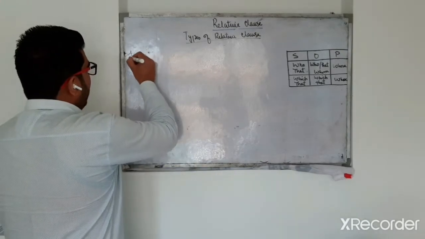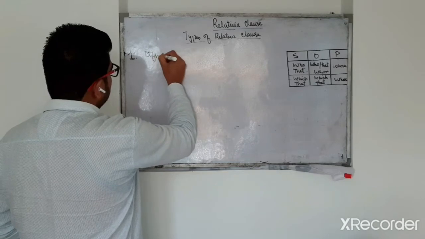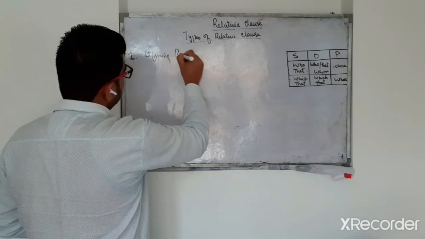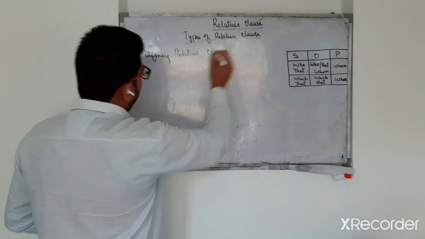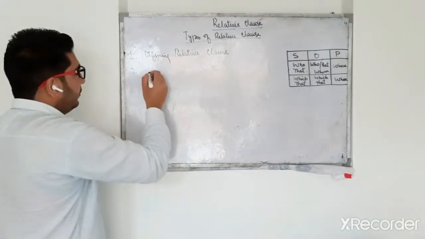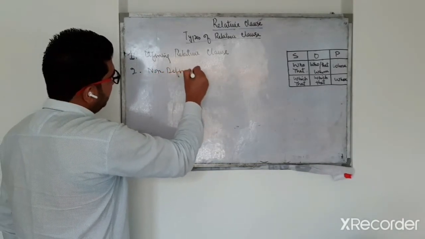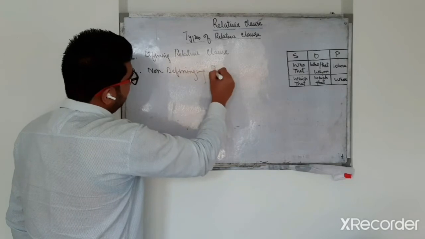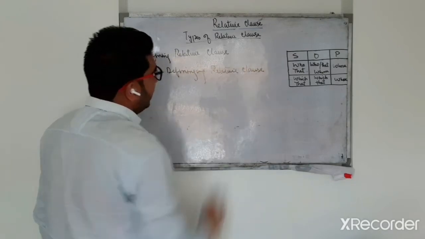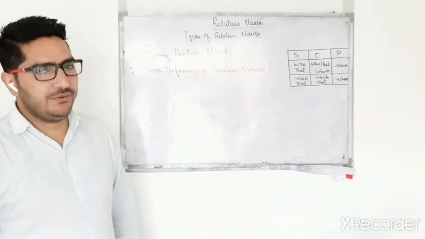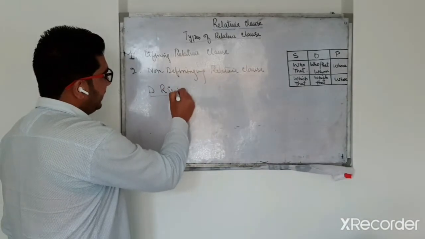See, we have defining relative clause and we have non-defining relative clause. Defining relative clause and non-defining relative clause, we can call it DRC, defining relative clause.